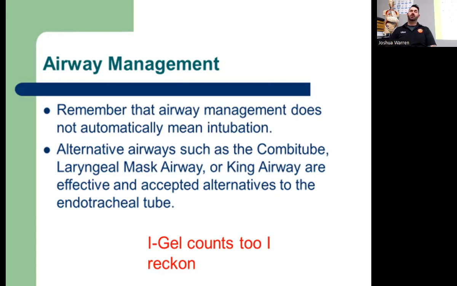There's a reason we have it. There are alternatives, such as a combi tube, an LMA, a King airway. They are accepted. They are advanced airways. They are supraglottic. What does that mean?